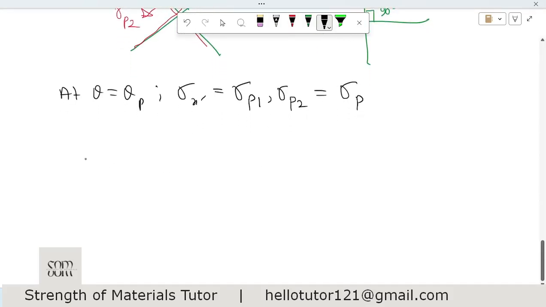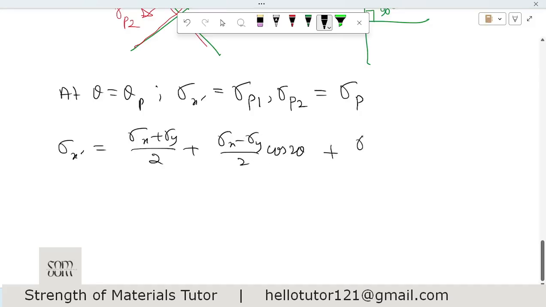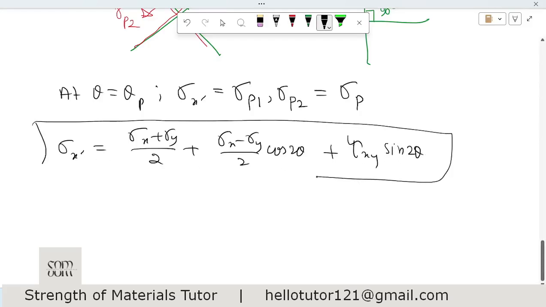Okay, but we know sigma x prime, what is the value? It is (sigma x plus sigma y)/2 plus (sigma x minus sigma y)/2 cosine of 2 theta plus tau xy sine of 2 theta. We know this from the beginning, right?